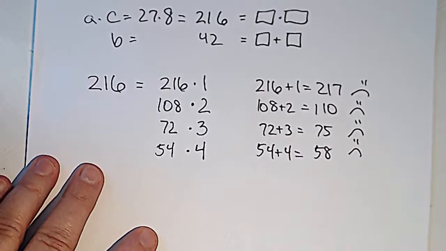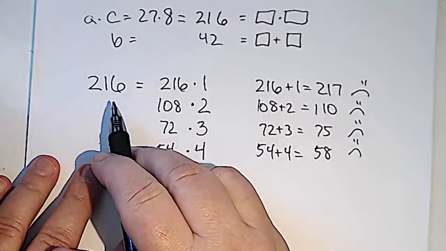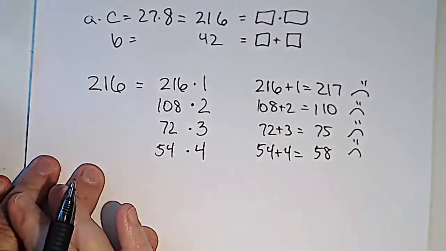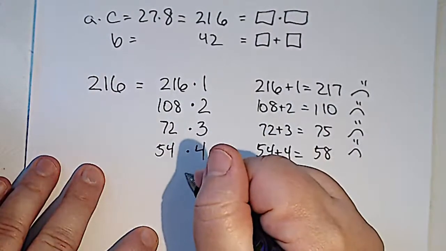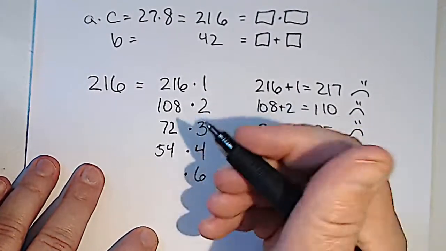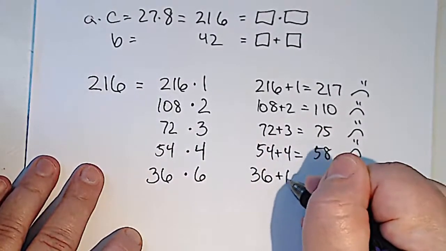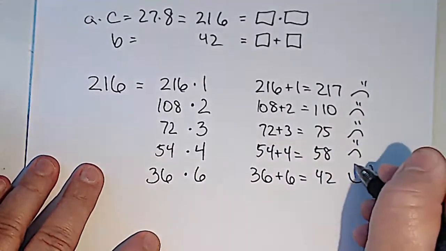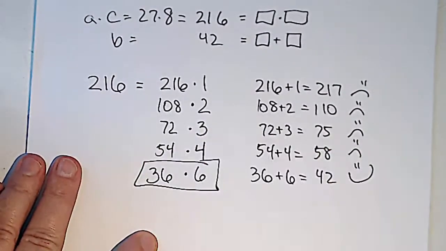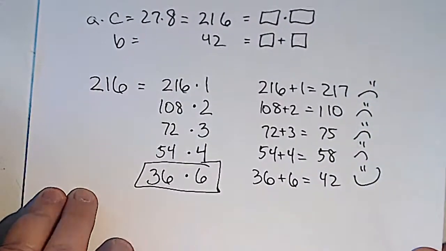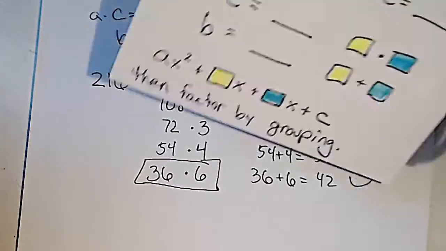We're looking for 42. So does 5 go into this? No. Does 6 go into this? Yes. 6 goes into it 36 times. 36 plus 6 is 42. Yay, this is it. This is our magic combination. Magic numbers. Magic combination, yay.